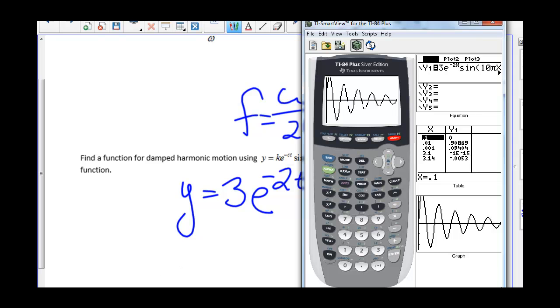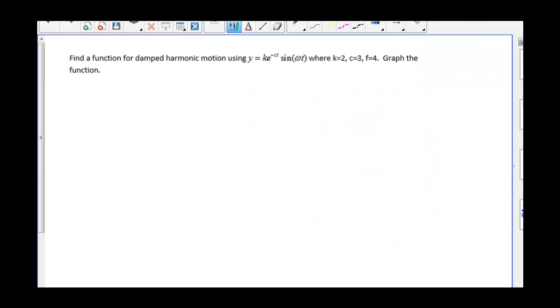Now let's have you try. Find a function for a damped harmonic motion using y equals k e to the negative ct sine of omega t, where k equals 2, c equals 3, f equals 4, and then graph the function. So go ahead and pause the video, and when you're ready, come back and look at the answer.